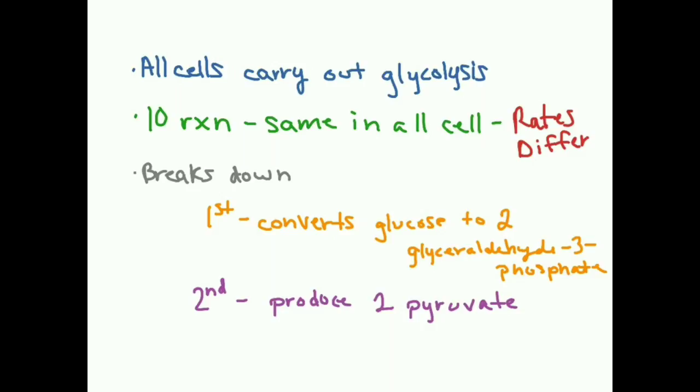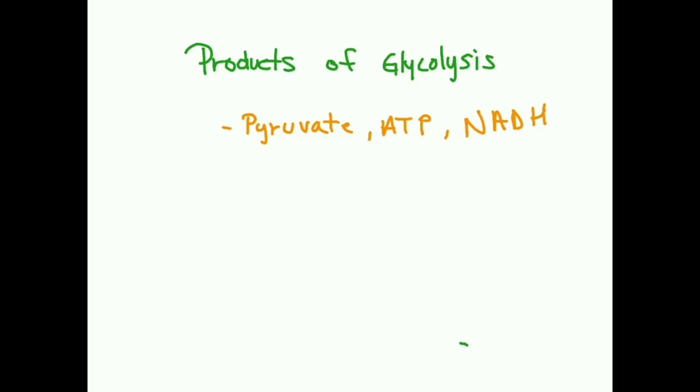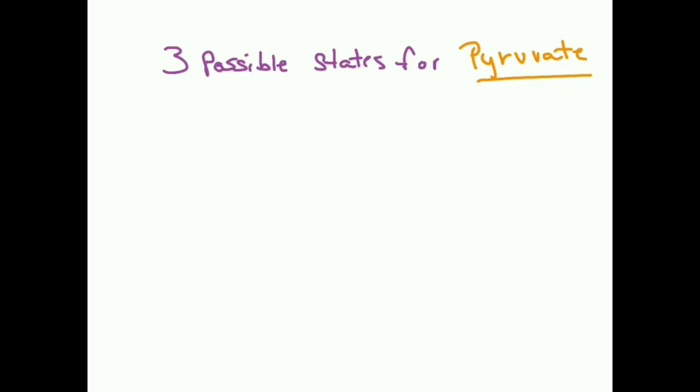The first phase converts glucose to glyceraldehyde 3-phosphate. The second phase produces 2 pyruvates. The products of glycolysis are pyruvate, ATP, and NADH. There are 3 possible states for pyruvate.